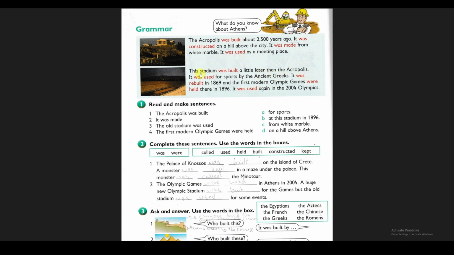It was rebuilt in 1869, and the first modern Olympic Games were held there in 1896. It was used again in the 2004 Olympics. Okay, so like was built, was constructed, was made, was used, and so on. We call these what? We call these passive voice.